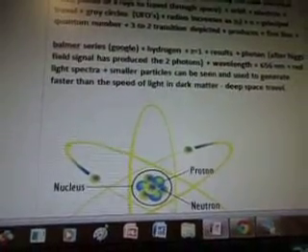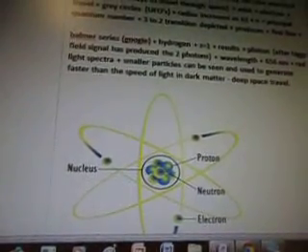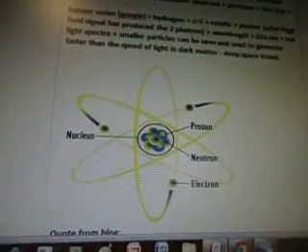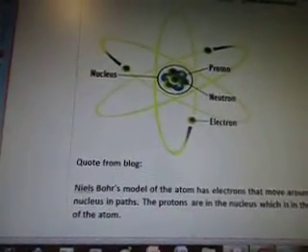Radius increases as n², n equals principal quantum number. The 3 to 2 transition depicted produces the first line of the Balmer series, hydrogen, Z equals 1. So we remember the symbol for Z is 0, so 0 equals 1. So the result is a photon after the Higgs field signal has produced the 2 photons. You're going to add a wavelength of 656 nm. You want to use red light spectra. Smaller particles can be seen and used to generate faster than the speed of light in dark matter deep space travel. Okay? So you have your nucleus, your proton, neutron, electron.